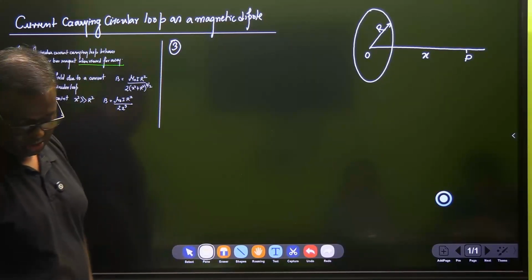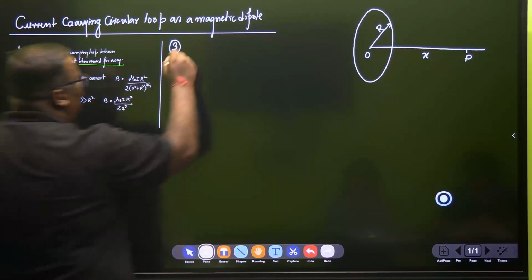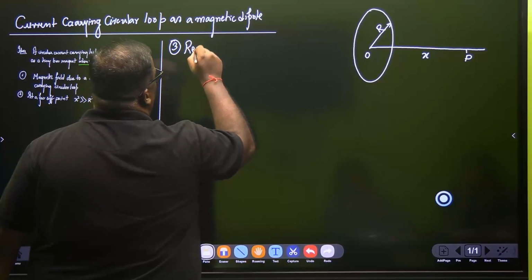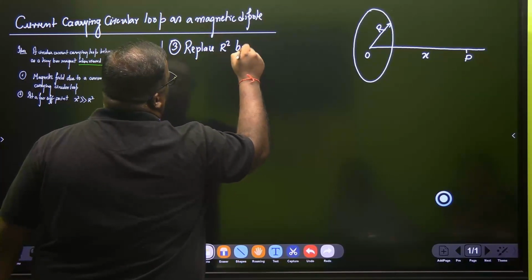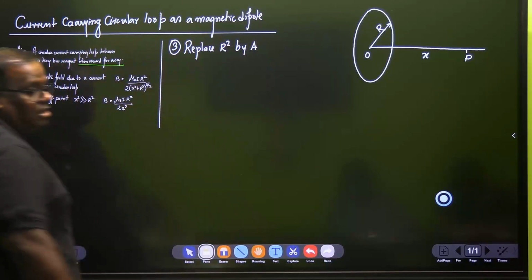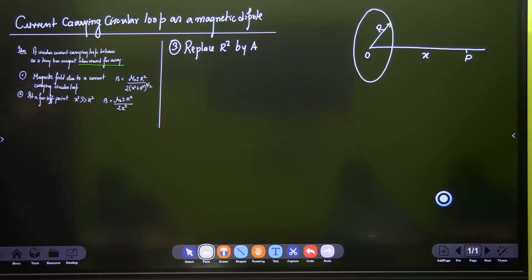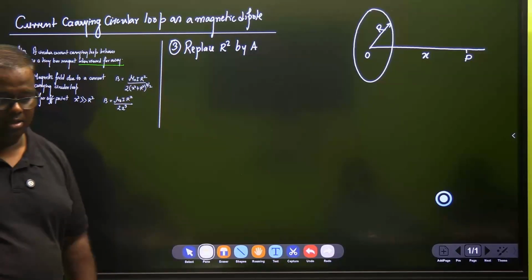So our third condition will be that we replace r square by a. Not a square, children. We are replacing r square by a.